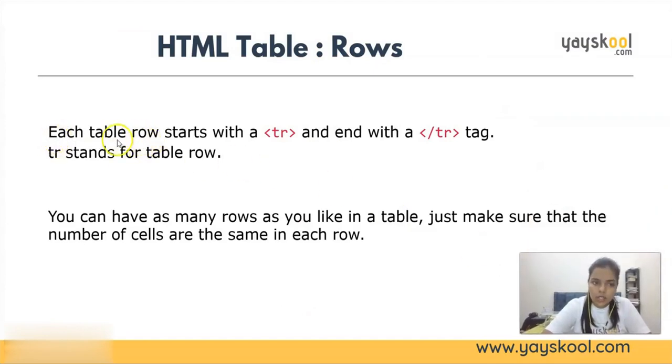Each table row starts with tr and ends with the slash tr tag, and tr stands for table row, okay? You can have as many rows as you like in a table. Just make sure that the number of cells is the same in each row, okay? This is all about HTML rows.